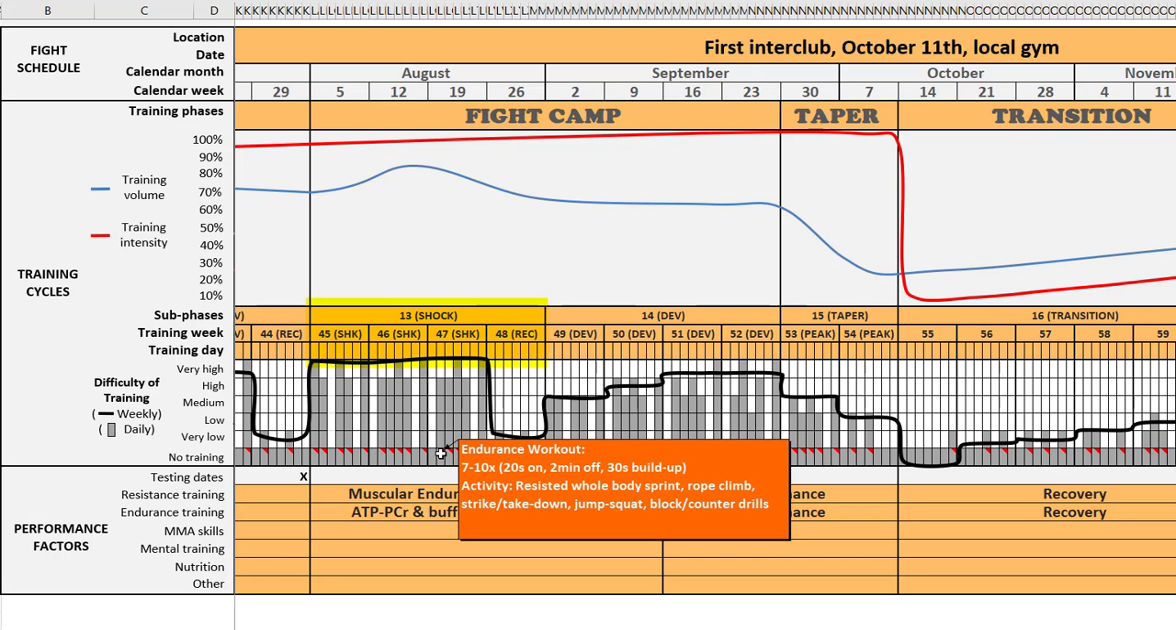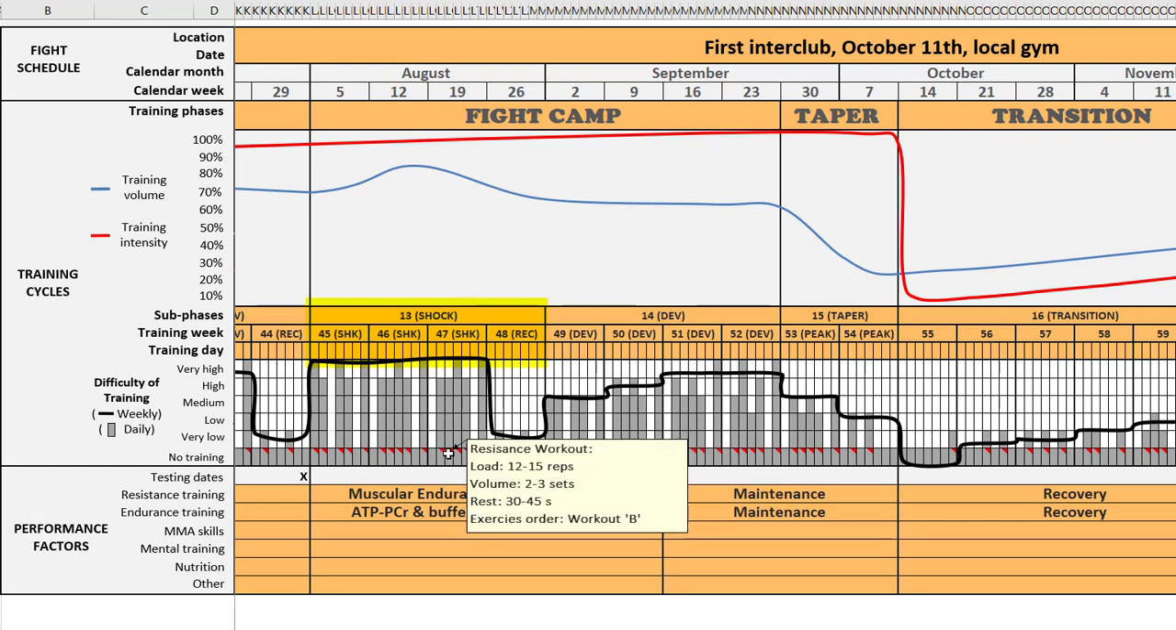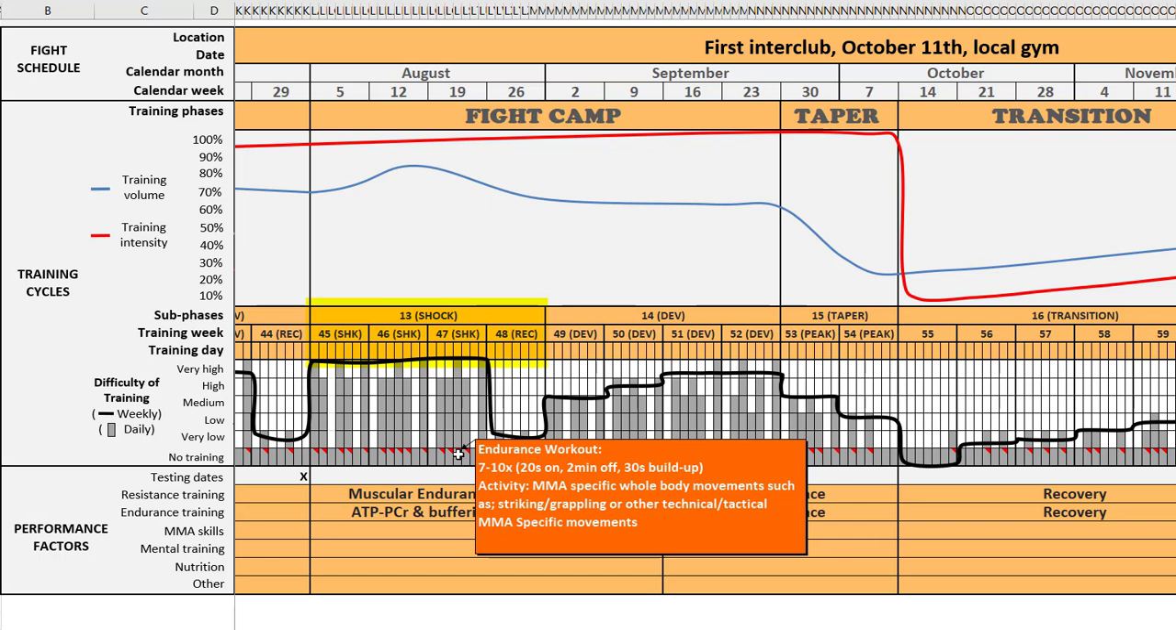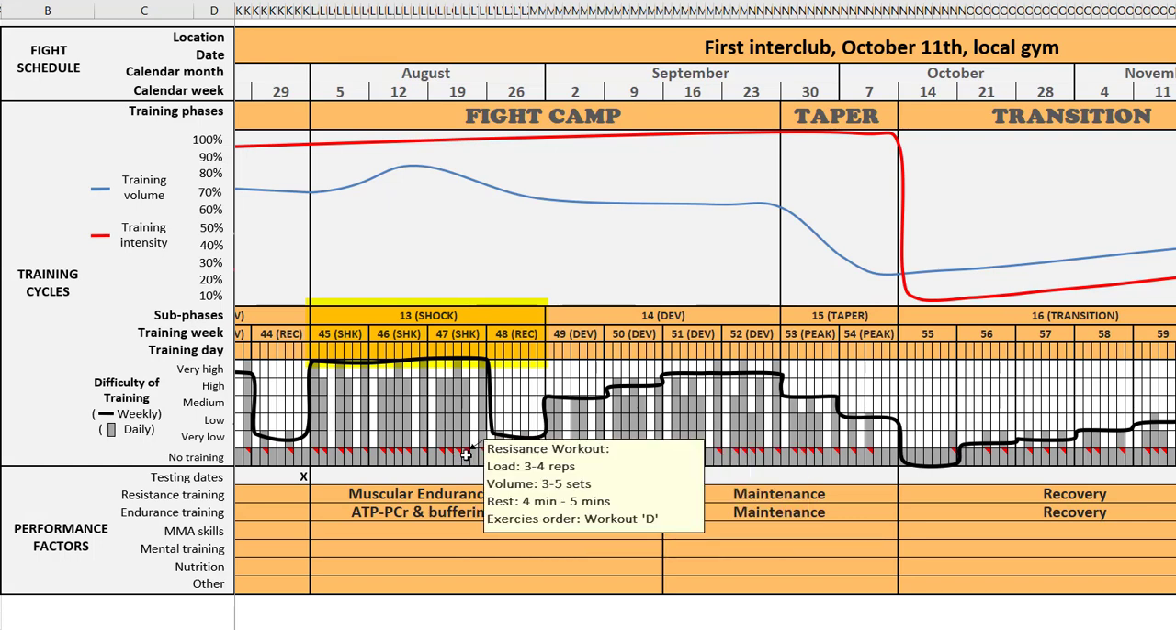So the first thing to note is that for endurance training, the work interval drops to 20 seconds in week 47. And we're doing about 7 to 10 sets here. And again, we're back to, for our first resistance workout of the week, muscle endurance. And then for the endurance workout, it's a mirror of the first endurance workout, again, MMA specific movements.